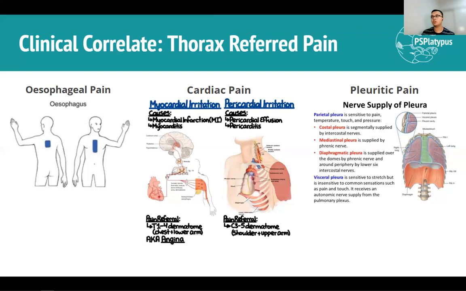So you've got your costal pleura, so that's on the more lateral rib-facing side. It's supplied by intercostal nerves. The mediastinal pleura, which is the more medial side, which faces inwards, that's supplied by the phrenic nerve. The diaphragmatic pleura is the bottom part, which is in contact with the diaphragm. They're all supplied by different types of nerves, so that will also affect the pain referral pattern as well. We won't go over that too much.